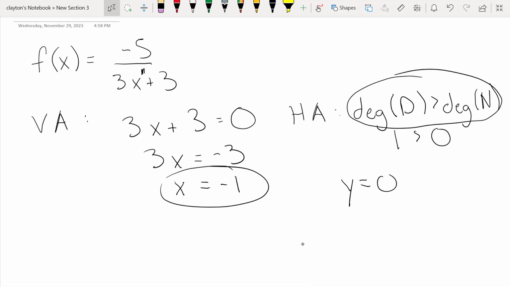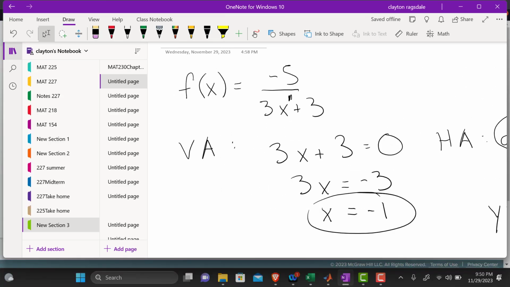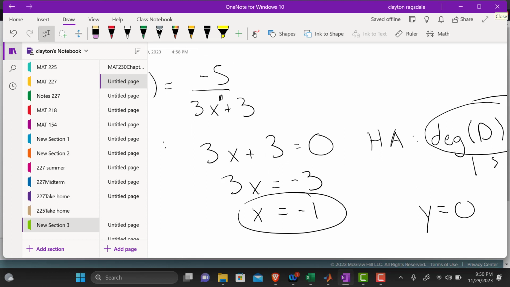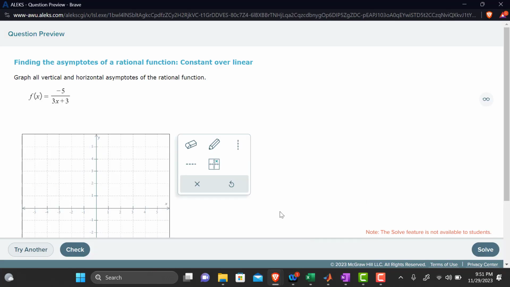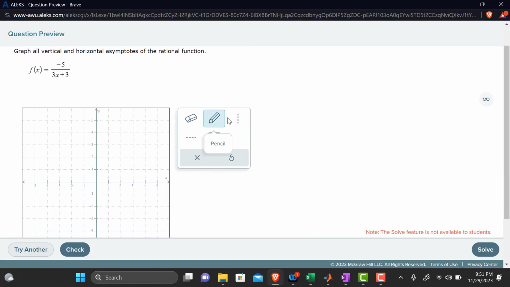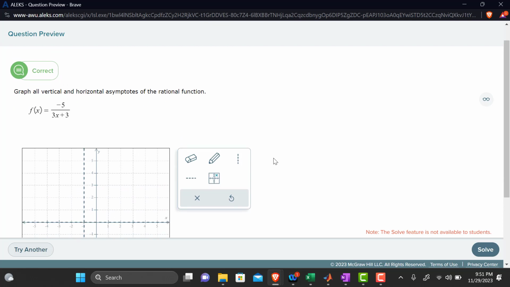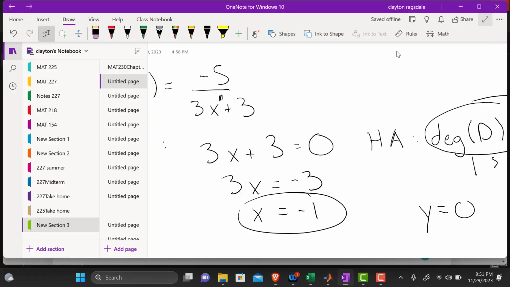Okay, let's go ahead and jump back. And I think all we need to do is graph these, right? X equals -1 and y equals 0. Boom. Let's go ahead and check. Did we get it right? We got it right. Okay. Let's move on to the next one.